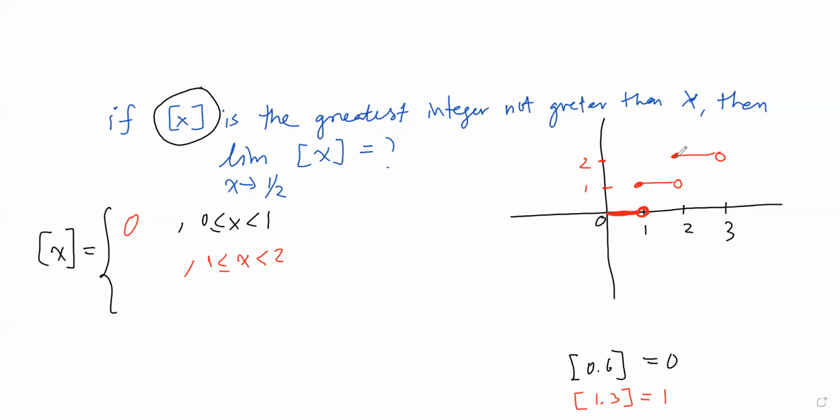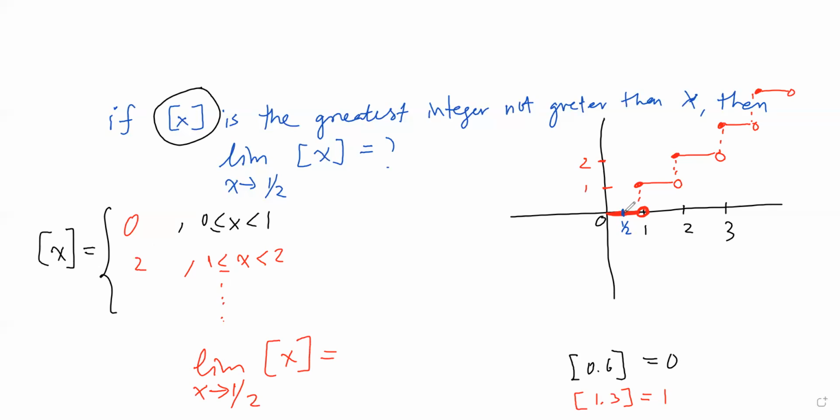So if you just keep on doing this, you're going to get a step function or a piecewise function like this. So for instance, the next one will look like this, and the one after that will look like this. So this will keep on going. What I'm doing here is now answering this question: when x approaches 1/2, the floor function. But where is 1/2? Well, 1/2 is right here.